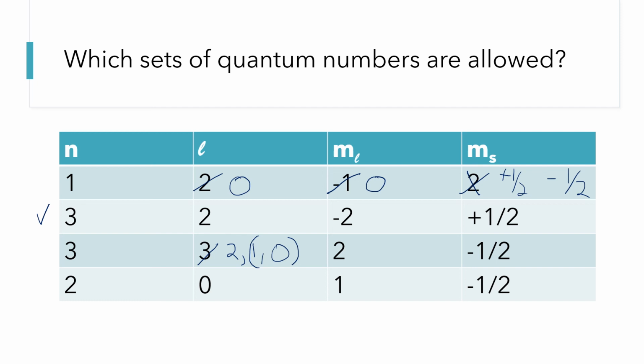And then last but not least, that last set of quantum numbers is 2, 0, 1, -1/2. If n is 2, L could be 0 or 1, so having an L value of 0 is good. If L is 0, then the only thing m sub L could be is 0, so this one is not good, but if we corrected that to a 0, we would be okay. And then m sub s is -1/2, which is a good value.